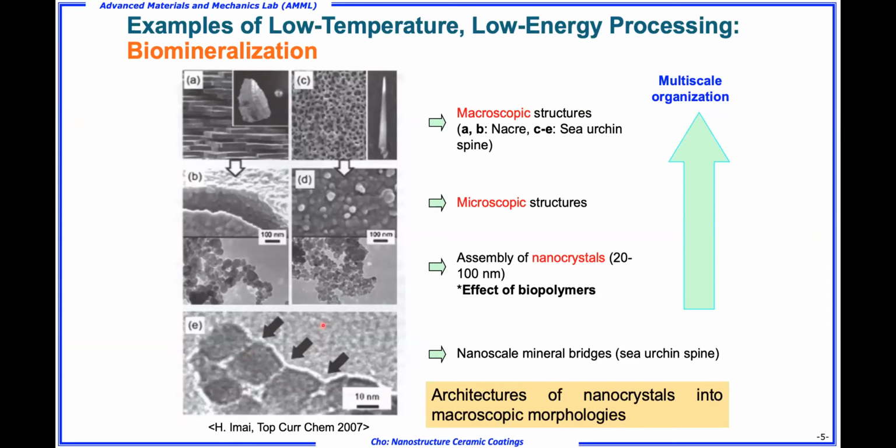So that indicates that this multi-scale organization, which is actually found in nature in ambient conditions at very low temperature, can be somehow copied in actual ceramic processing, so that we can maintain the low temperature processing. And also this is going to be very low energy processing.